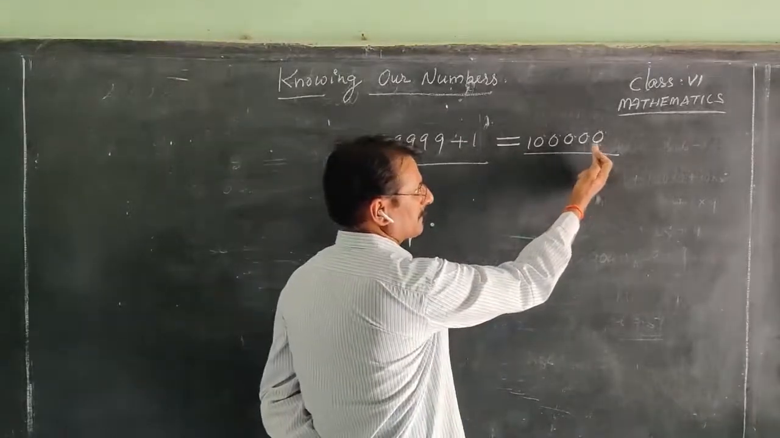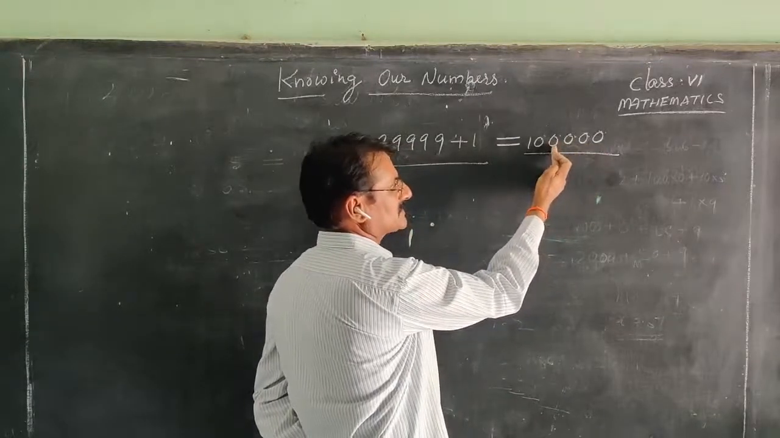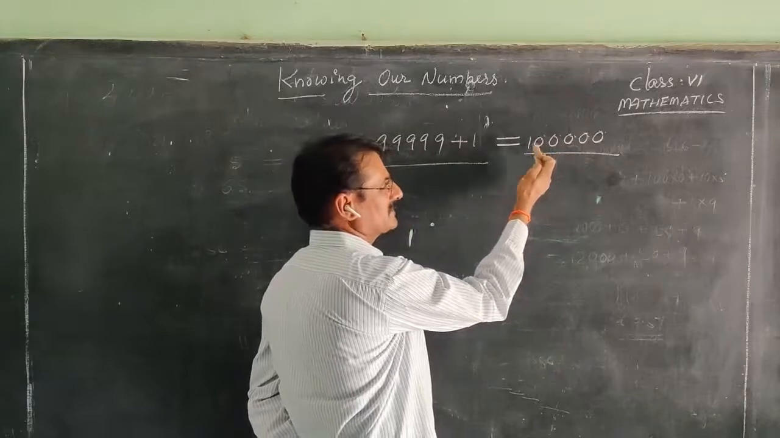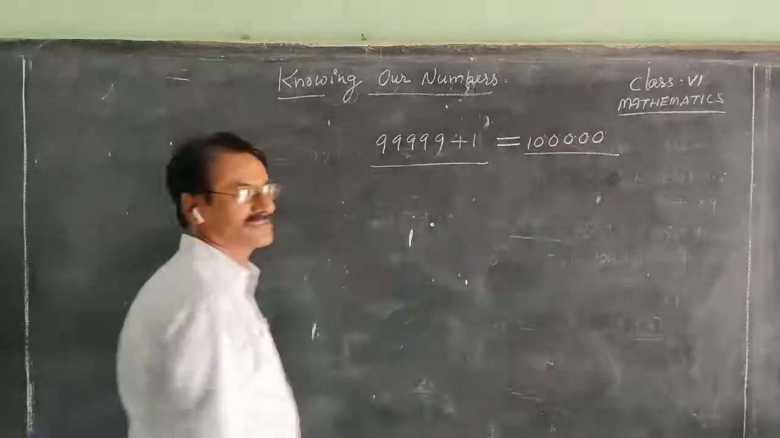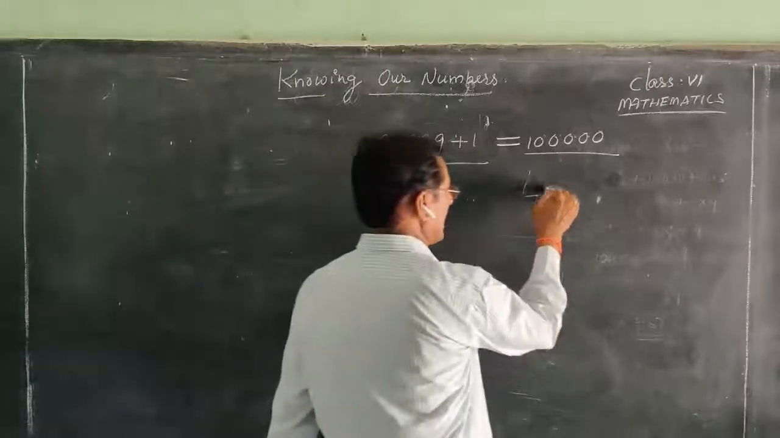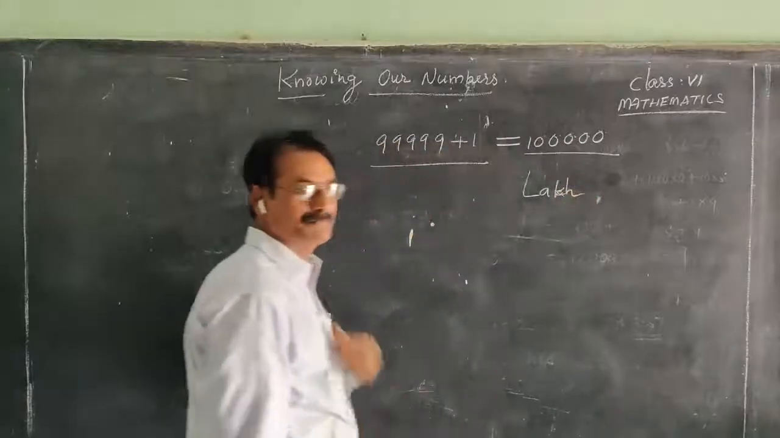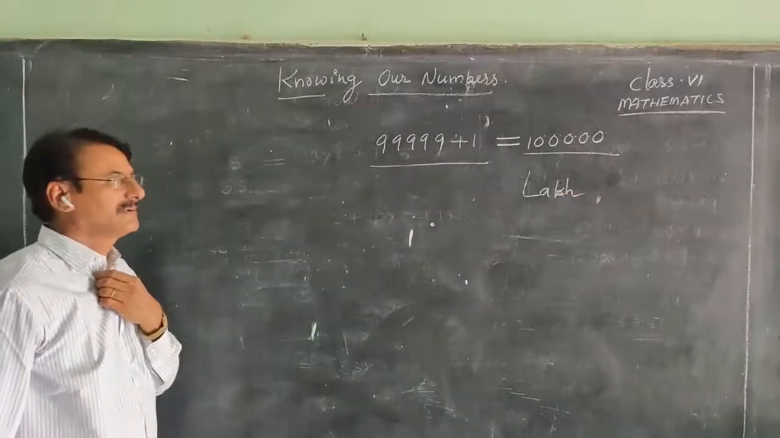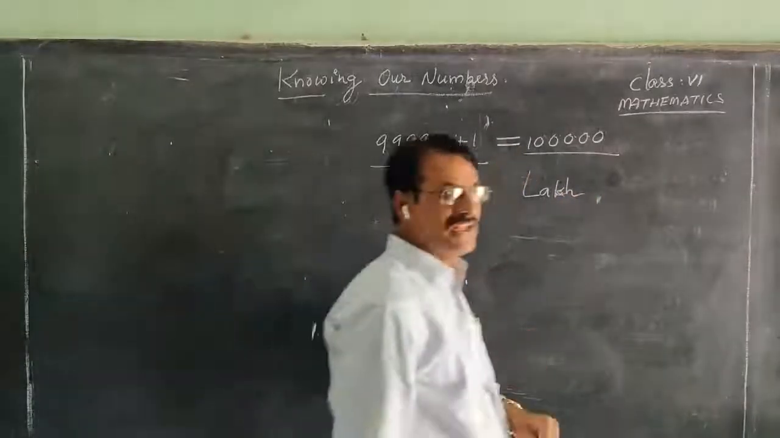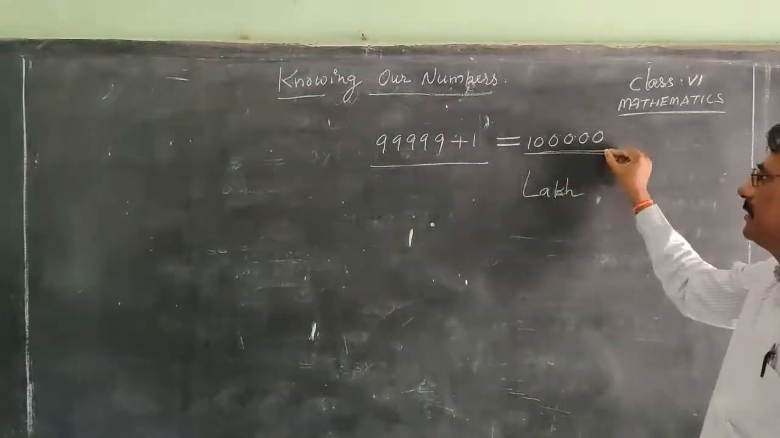Ones, tens, 100, 1000, 10,000. What's the new place? What's the highest place now? That is lakh. There is 1 in the lakh place. So it's 1 lakh. What is this number? 1 lakh.